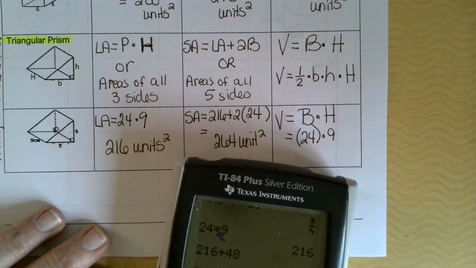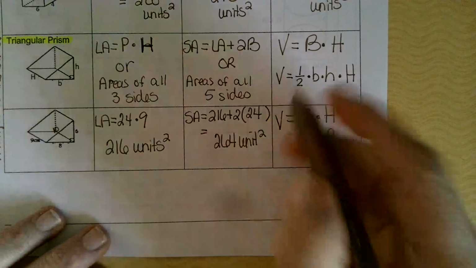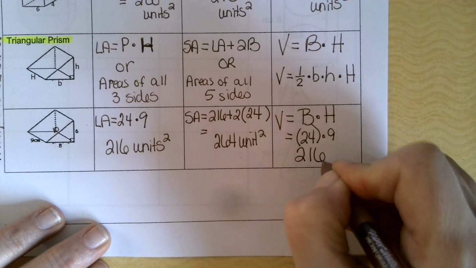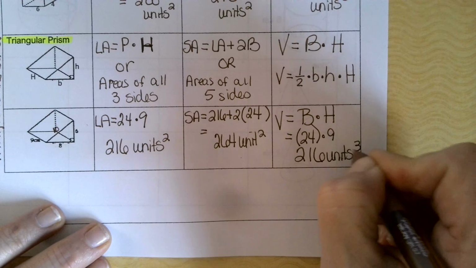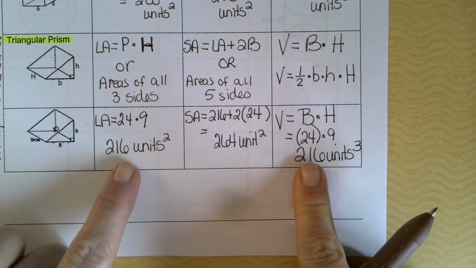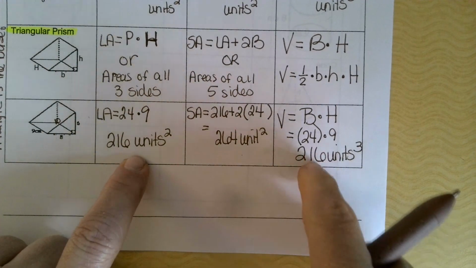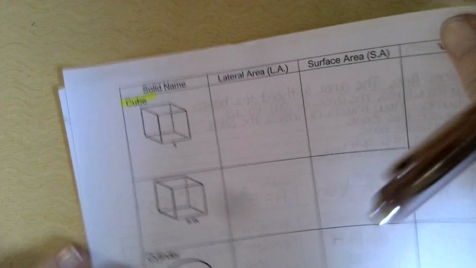So 24 times 9 is 216. And that is units cubed. No relationship here and here because this is area and this is volume. This is on the outside, this is on the inside. Okay. All right, flip over to cube, we'll be done.